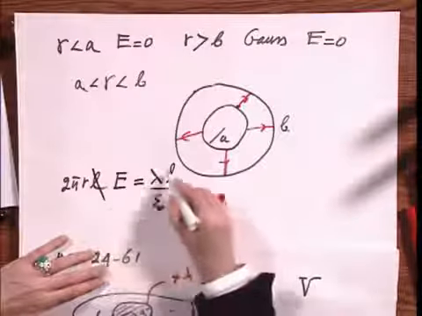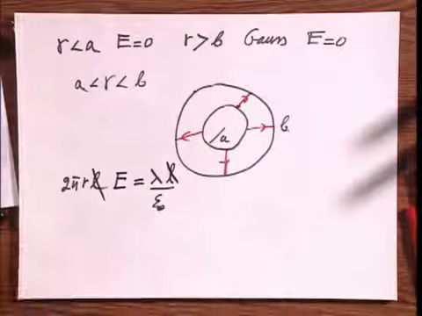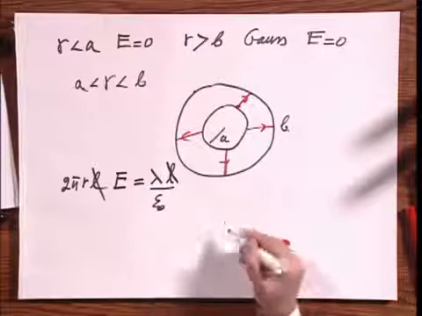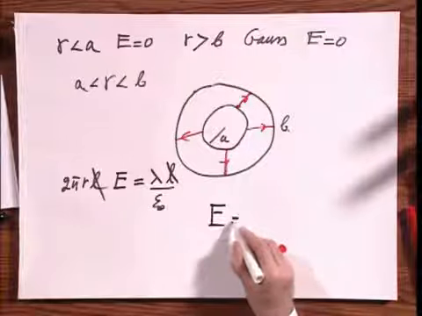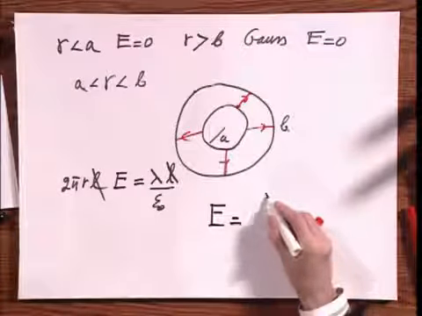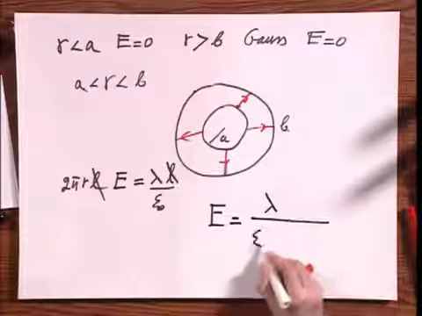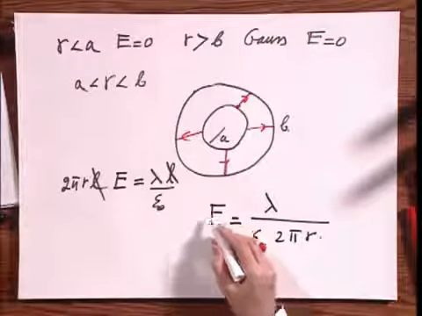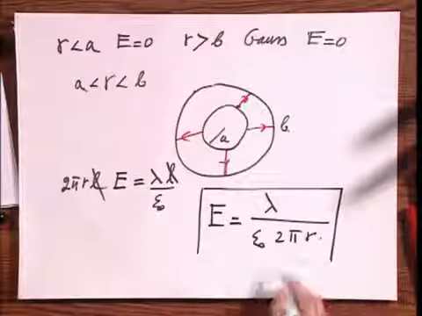And the L cancels, the L better cancel, because it would be absurd if the E field depended upon the length of my Gaussian box, and I find that E equals lambda divided by epsilon 0 2 pi r. A very famous result. It's inversely proportional to 1 over r. With a sphere, we had an electric field falling off as 1 over r squared. With a cylinder, we have an electric field falling off as 1 over r.